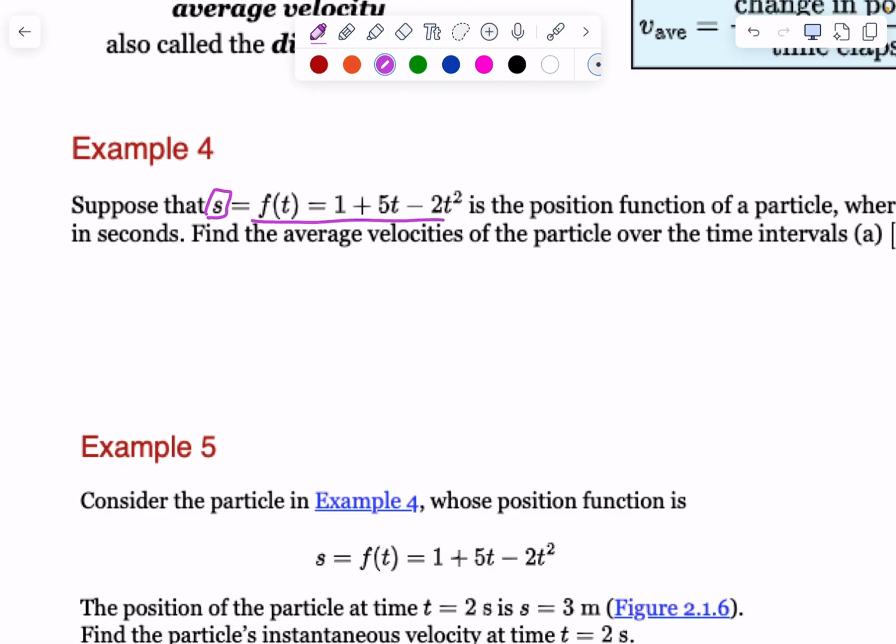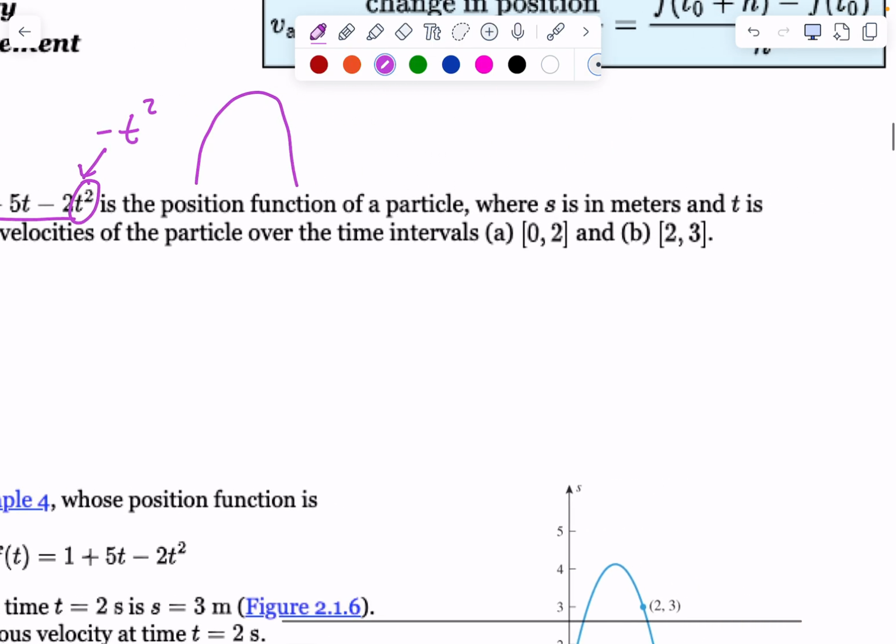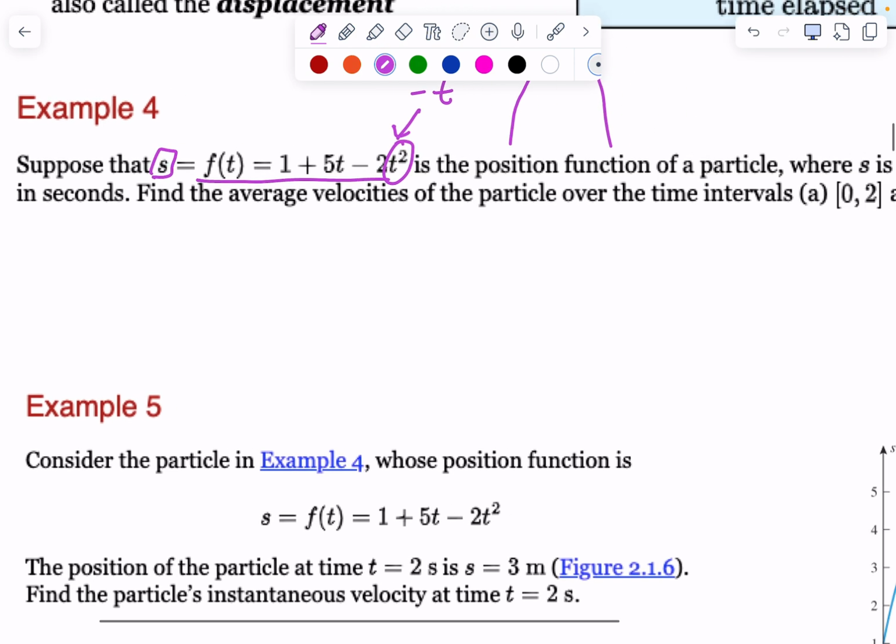So what does this thing look like, by the way? What's his parent function? He's a t squared, but he is a negative t squared, right? So it's going to be one of those. He is a parabola that's going downward, all right? Where s is in meters and t is in seconds.